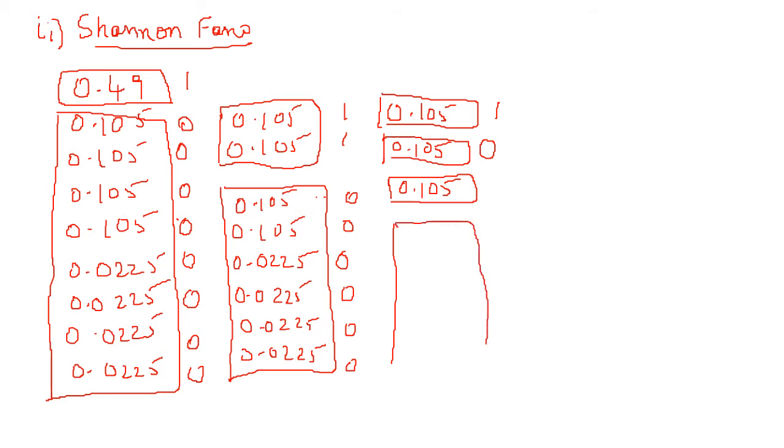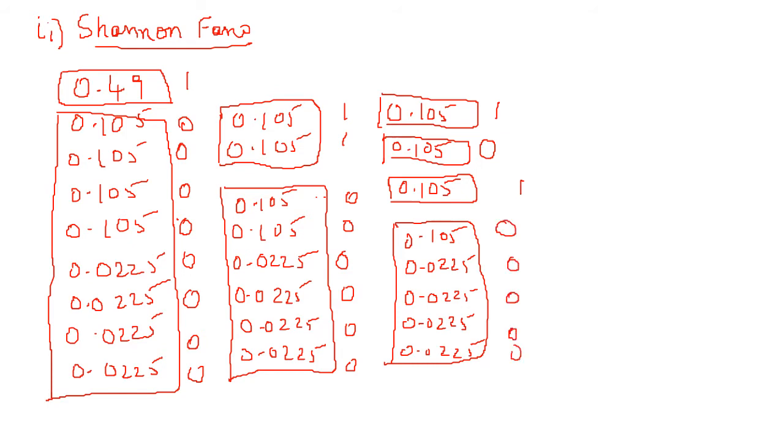So you are going to group it like this. So 0.105, then 0.0225, 0.0225, 0.0225 and 0.0225. So now assign the first subgroup with 1 and the next subgroup with 0. Next, we are going to divide it into equal half probability. So we can write 0.105 as one group and the remaining four values as one more group.